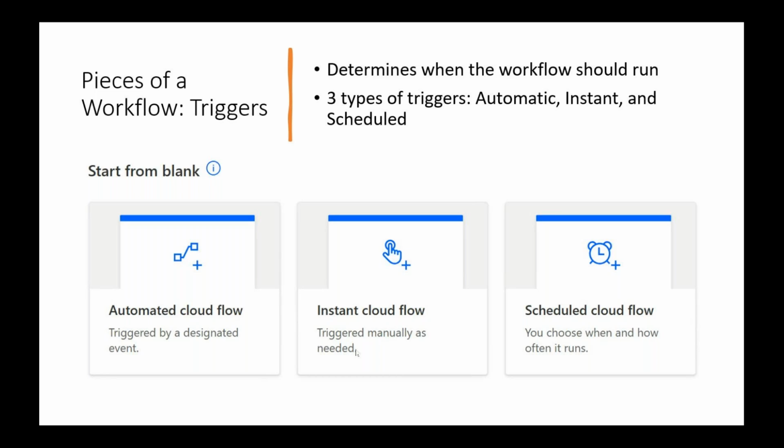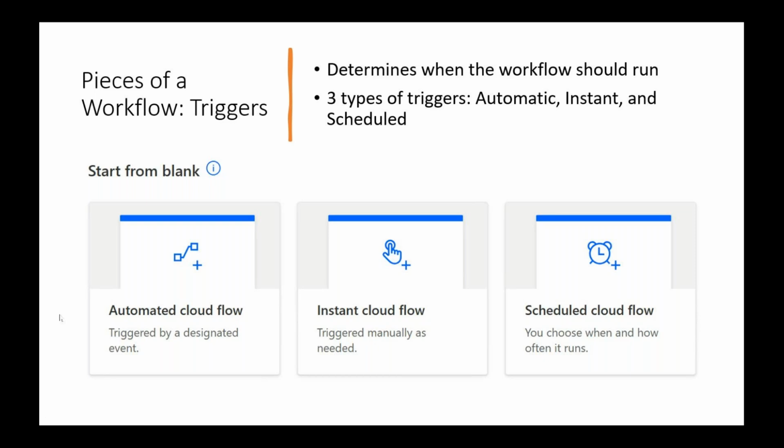Instant cloud flows, on the other hand, we do click a button or we do explicitly tell the workflow, I need you to run right now. You're going to see this come into play with things like Power Apps or clicking a button on a Teams message to run a workflow or clicking a button on a SharePoint item to run a workflow. And then finally, the scheduled flows. Like the name suggests, these just run on a schedule. Maybe you want it to run every 10 minutes. Maybe you want it to run every hour, every week on Tuesday and Thursday, every month on the third day of the month. Whatever your schedule is, this workflow trigger will allow for it.